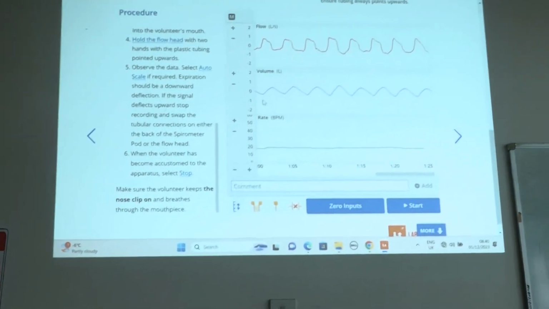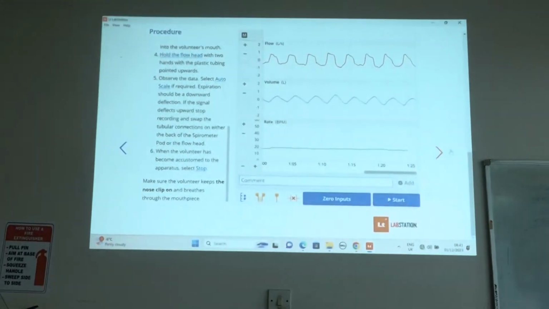I know it's quite difficult to breathe normally when you are asked to breathe. We often forget that we are breathing anyway, but when you become conscious that you are breathing, some things will change. Essentially, what we are doing here is just getting the system accustomed to what we want to do. We have not started the experiment here. We have zeroed the inputs, and when the volunteer has become accustomed to the apparatus, we click stop. Now make sure the volunteer keeps the nose clip on and breathes through the mouthpiece.